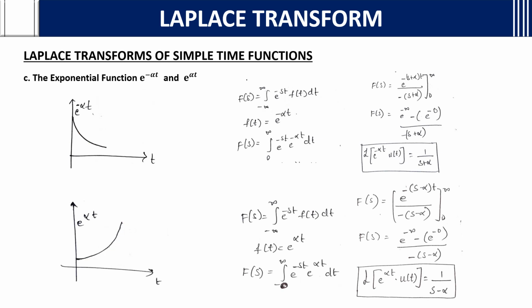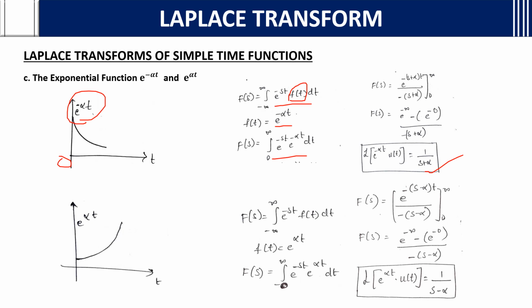F of s is equal to the same formula. In the place of f of t, e power minus alpha t has to be converted into the frequency domain. So if you substitute here, minus t is common. If you take that, e power minus into s plus alpha t will come. By integrating it, e power minus s plus alpha t by minus s plus alpha, with respect to 0 to infinity, because we are considering from the point of 0 only. So e power minus infinity minus e power 0, you will get 1 by s plus alpha.